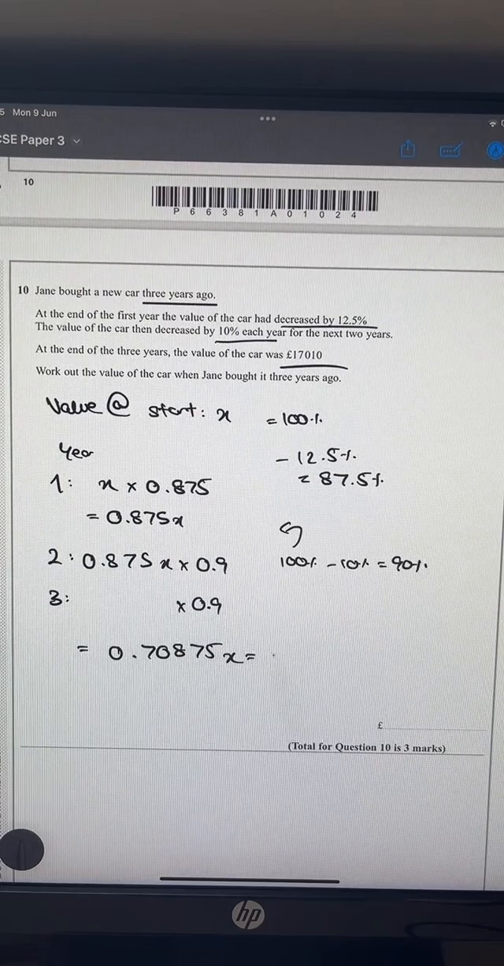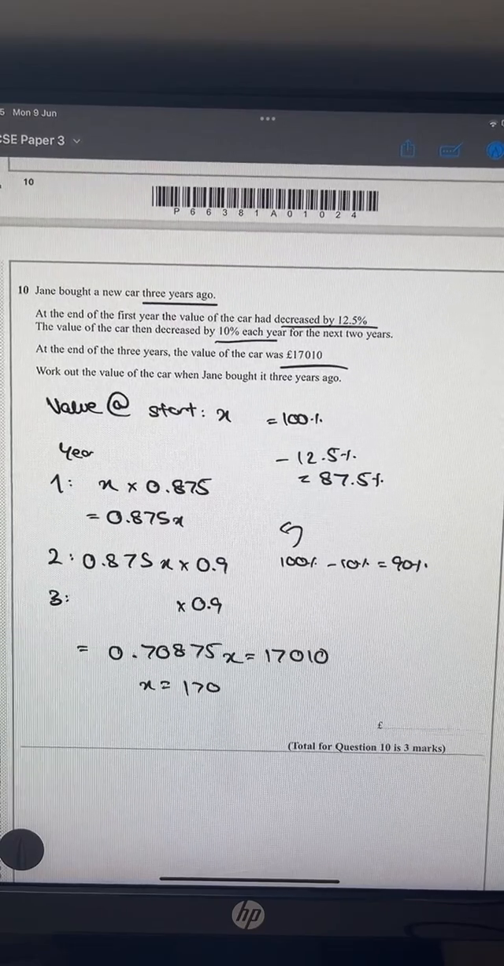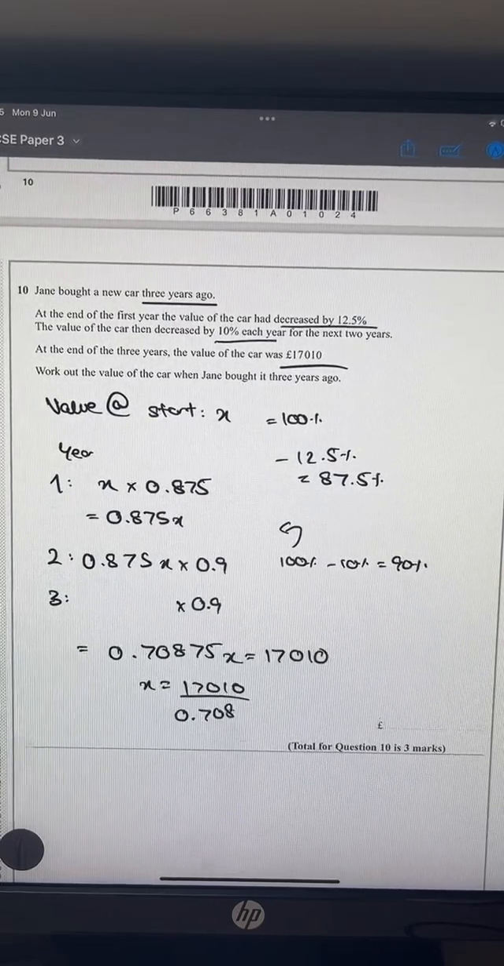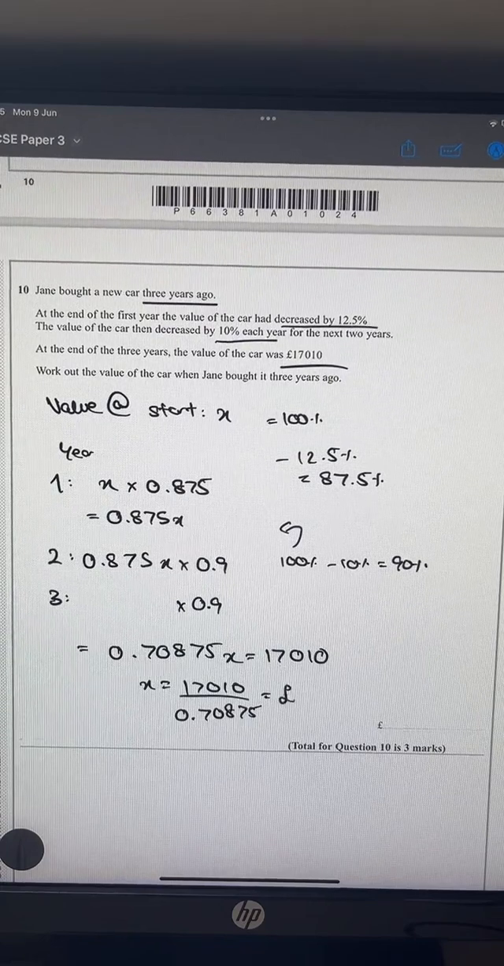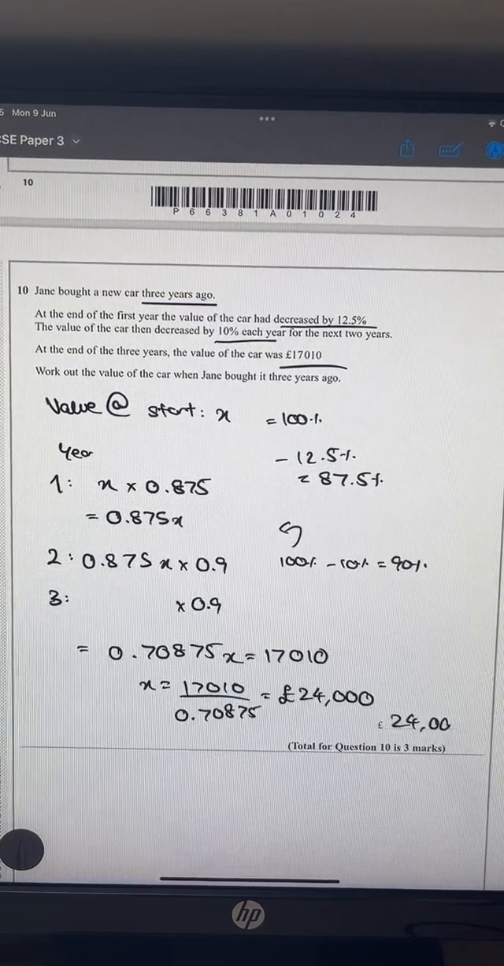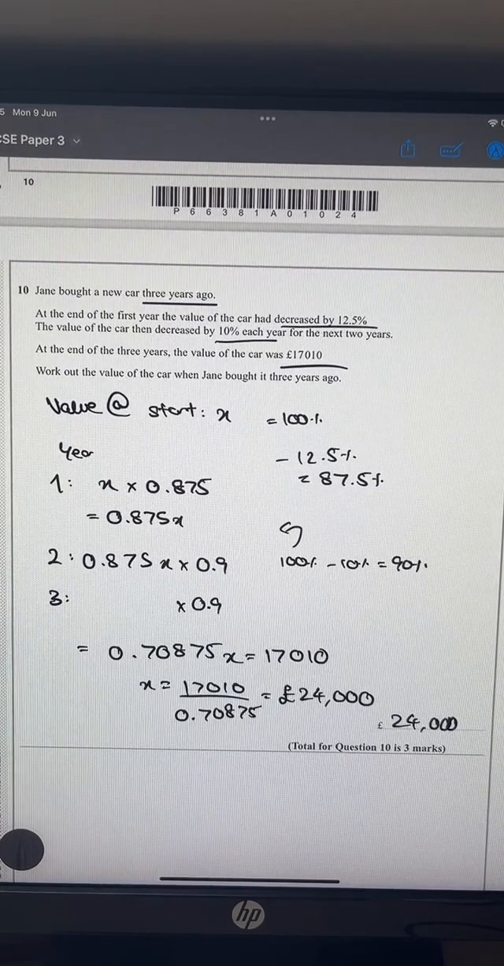Because that's how much it depreciated to, 17010. Now all I have to do is divide through, so 17010 divided by 0.70875. And when I get that in my calculator, I get a nice number of 24,000 pounds. And remember when I said about the common sense checking, this makes sense as an answer, right? Because 24,000 pounds seems like a number you'd pay for a car, not something like 172 instead of 000. So yeah, that's the answer to that.